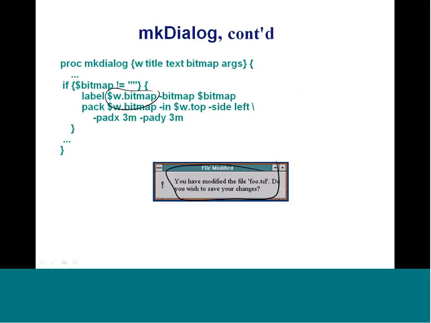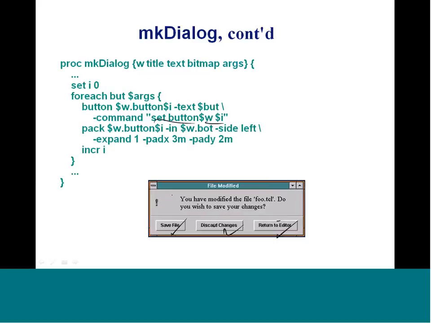Once we have this window covered, what we need to do is bring up the various buttons as bitmaps. Here again we're passing the bitmap, and we just pack those things in. Then for each of the arguments we need to generate a button. We know that the arguments are save file, discard changes, and return to editor. So for that we need to put some file for that.